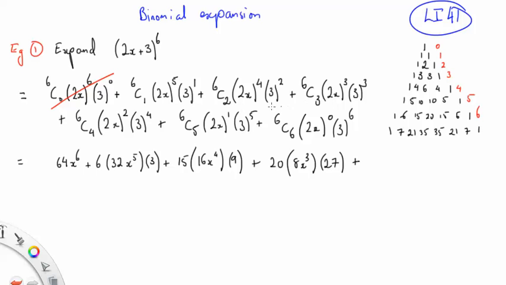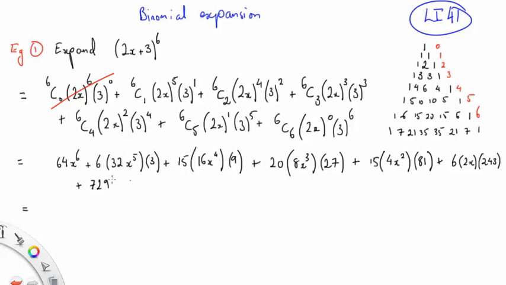Plus, okay, what have we got next? 6 choose 4 is 15. And then we've got 4x squared. 3 to the power of 4 is 81. Plus 6 choose 5, which is 6, times 2x. 3 to the power of 5 is 243. Plus 6 choose 6, which is 1, 2x to the power of 0. 3 to the power of 6 is 729.